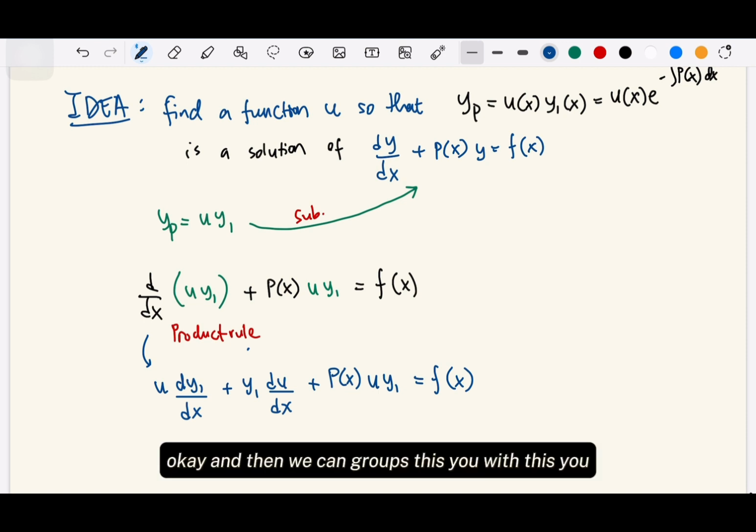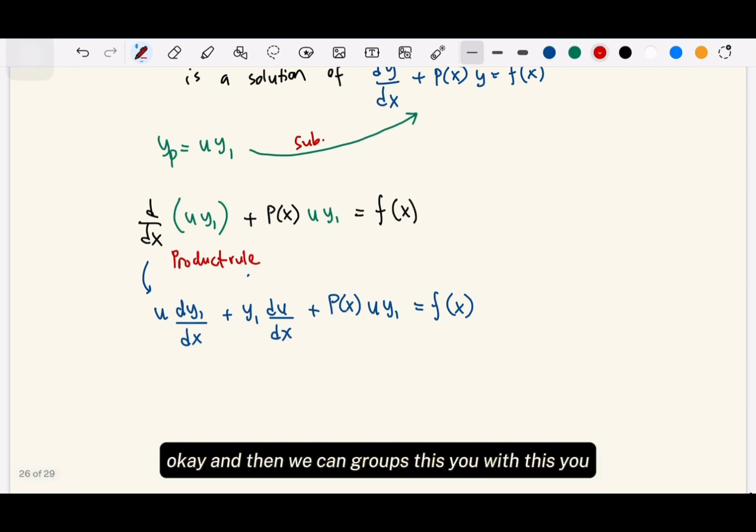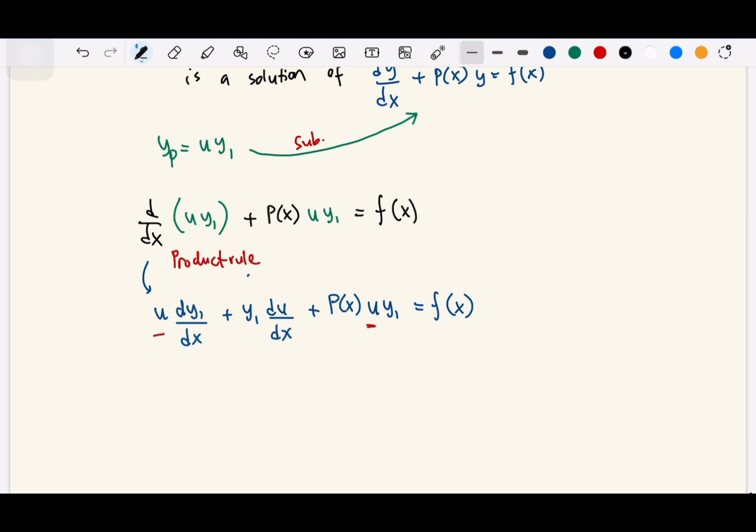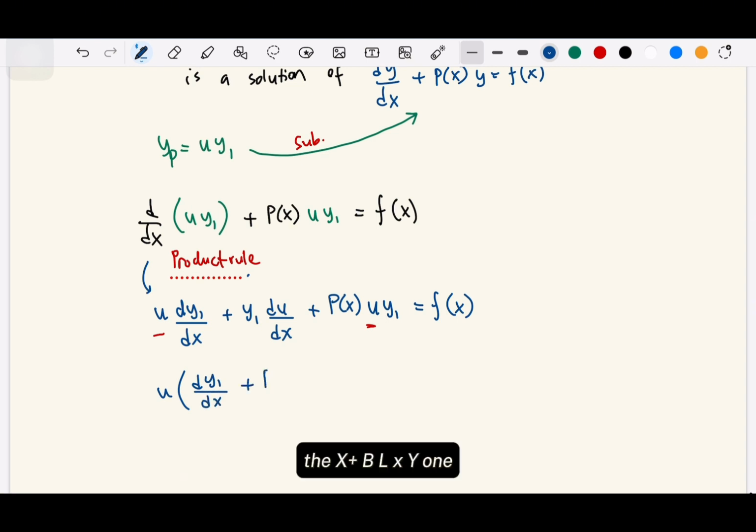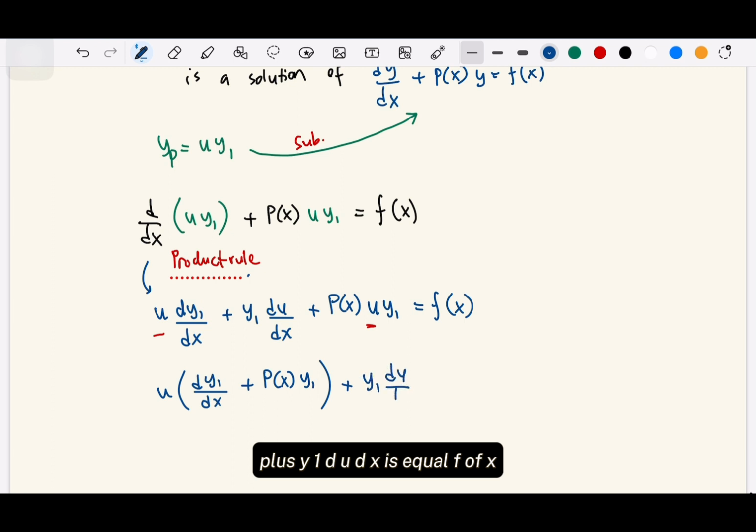Okay, and then we can group this u with this u. So let's take that: u dy1 dx plus p of x y1 plus y1 du dx is equal to f of x.